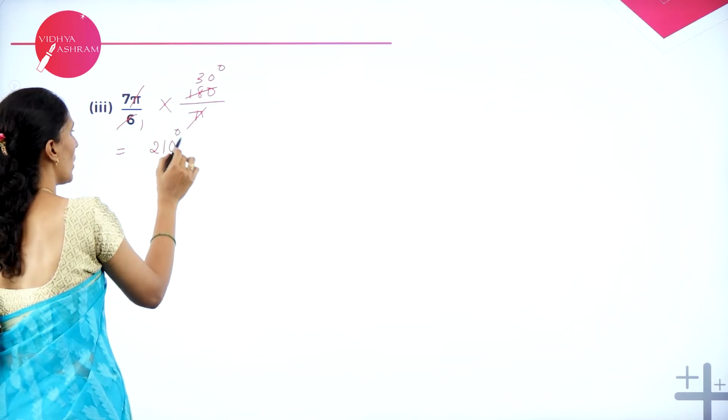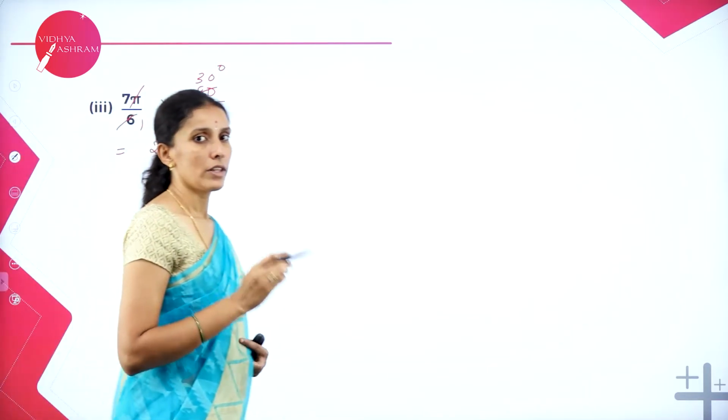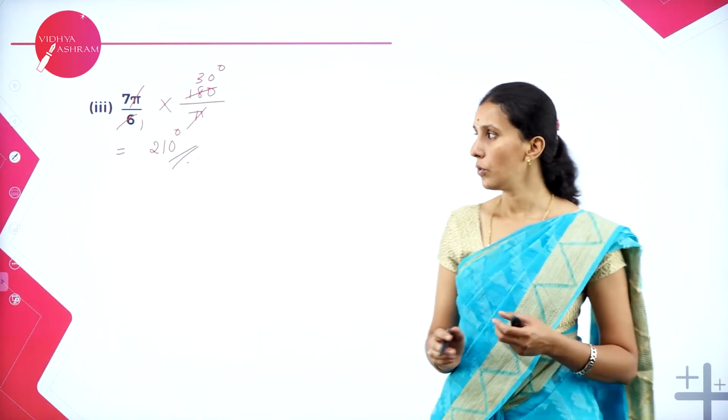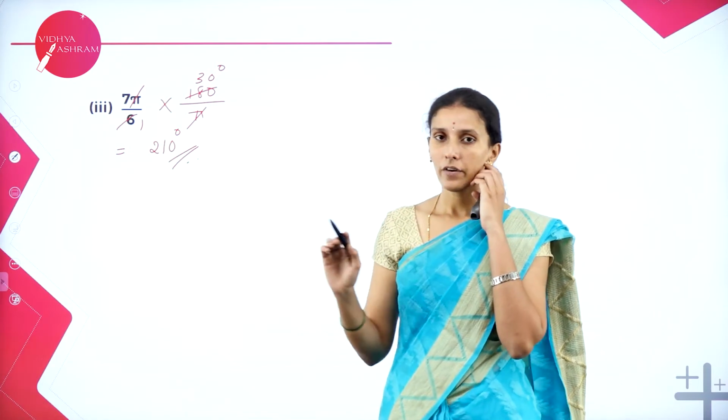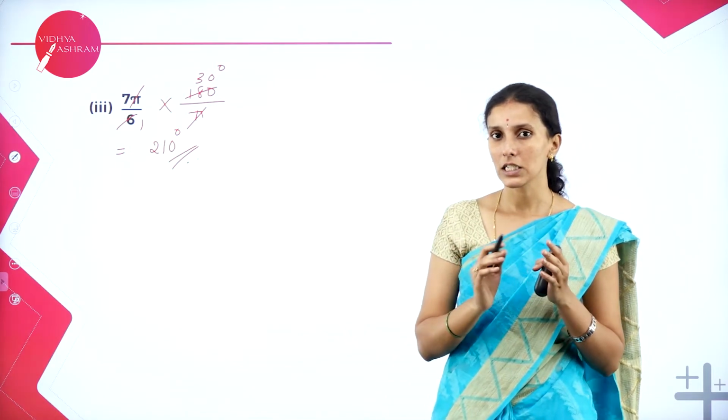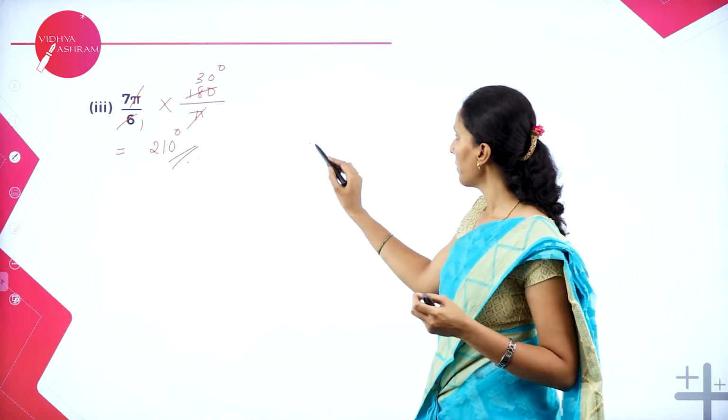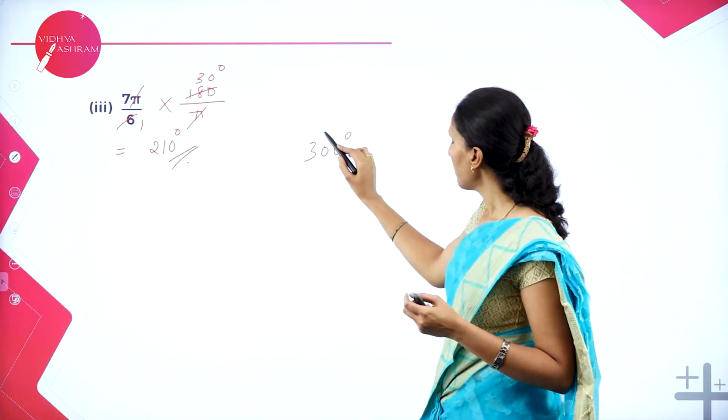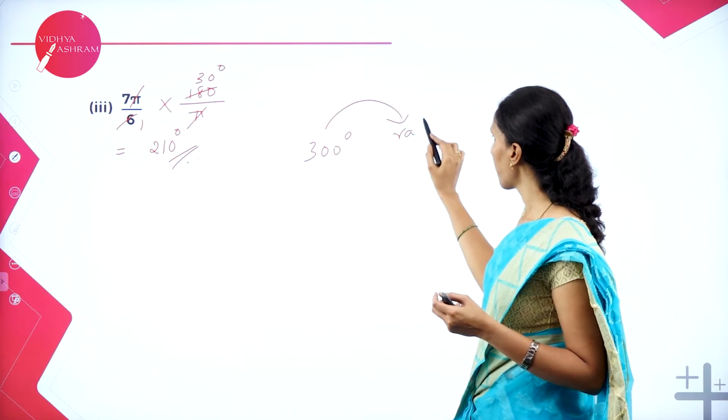So your answer is 210 degrees. In similar cases also you can do it. Whenever the degree or radian is given in terms of pi, it is easy to calculate. For example, let me take 300 degrees and convert it into radians.